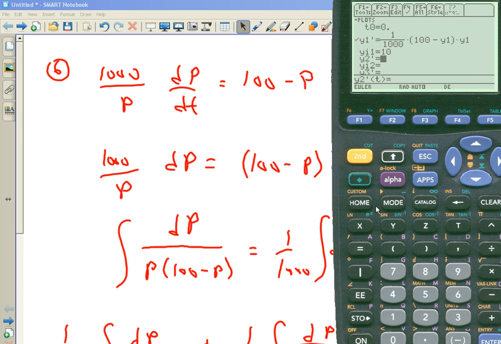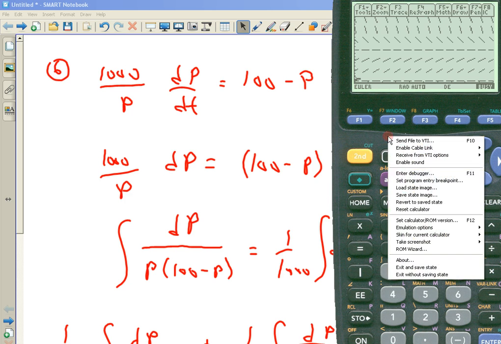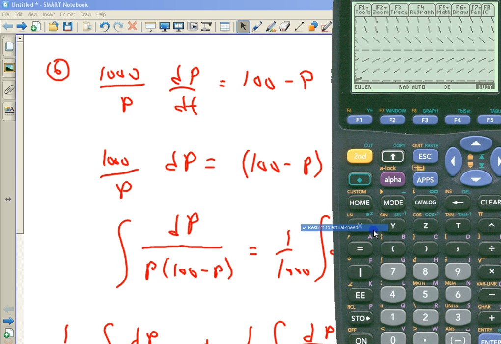Something between 0 and 200, 0 and 100. And there it goes. It's going to be a little slow with that t step, so I'm going to speed it up. And there it is. All right, so that's a typical logistic growth curve, and before we had a typical logistic decay curve.